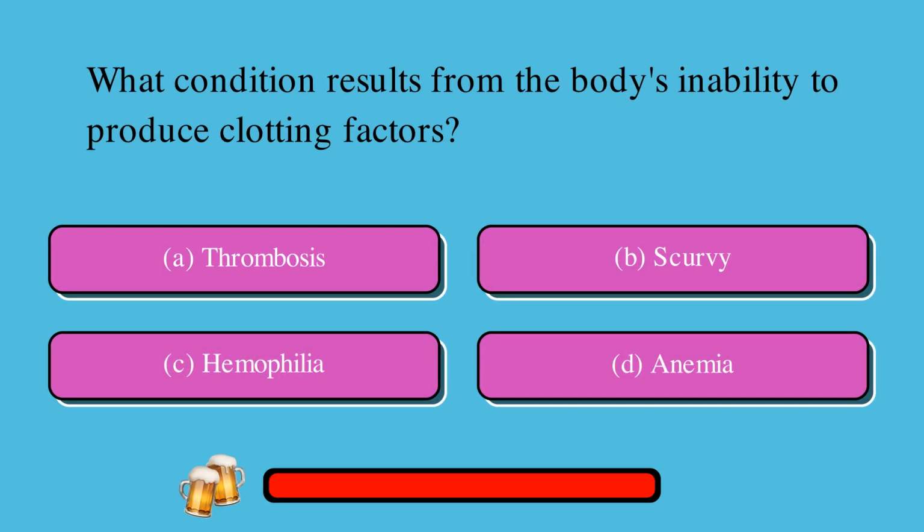What condition results from the body's inability to produce clotting factors? A, thrombosis, or B, scurvy, or C, hemophilia, or D, anemia? The correct answer is C, hemophilia.